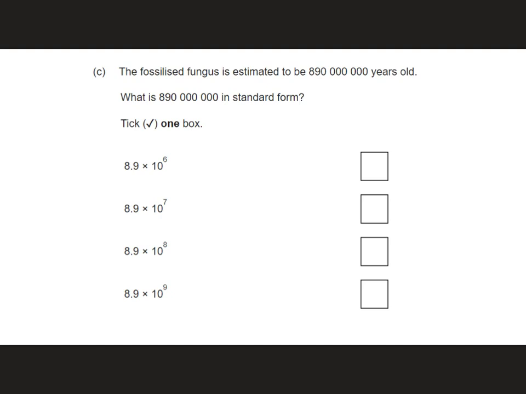So we're going to look at how you'll be assessed on this principle in the exam. So you can see on the screen now we've got a question from an exam that says the fossil fungus is estimated to be 890 million years old, and it wants you to write 890 million in standard form. Hopefully you've got a copy of the workbook with you so you can mark your work on there. If not, can you just go through this with me as we go now?